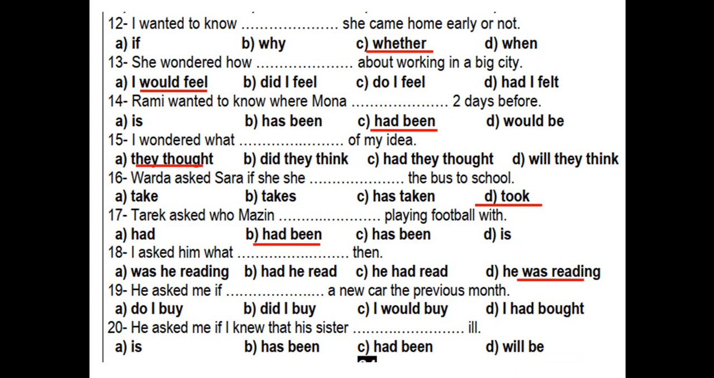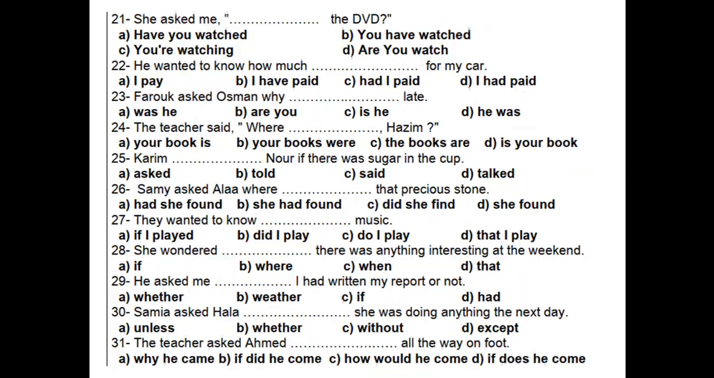Number 19. He asked me if space a new car the previous month. If do I buy, did I buy, I would buy, I had bought. He asked me if I had bought. Sorry, it's the previous month, so it is if I had bought, yes. Okay, so he asked me if I had bought a new car the previous month. Number 20. He asked me if I knew that his sister space ill. He asked me if I knew that his sister had been ill.